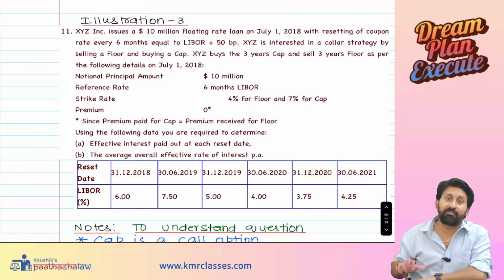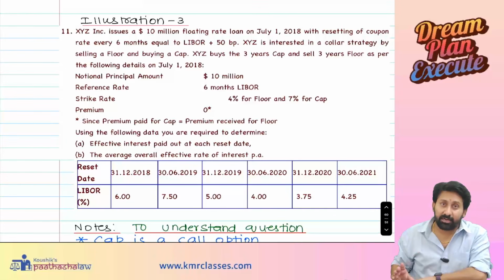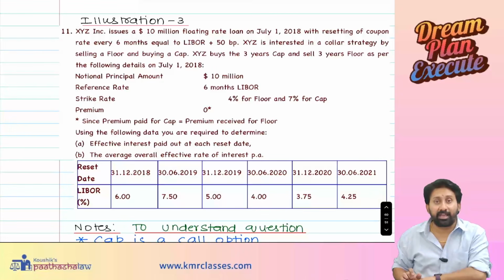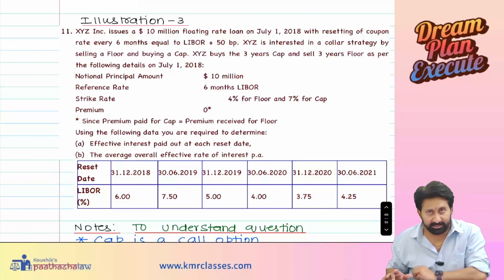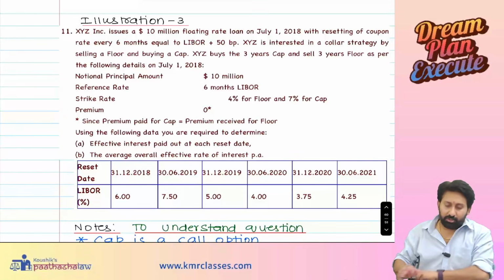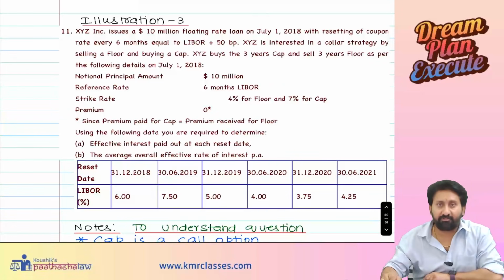Risk mitigation of interest can be made through FRA, forward rate agreement, interest rate swaps, interest rate caps, collars, futures. So many things are there. We are now standing in interest rate caps, floors, and collars. So they issued a $10 million floating rate loan.